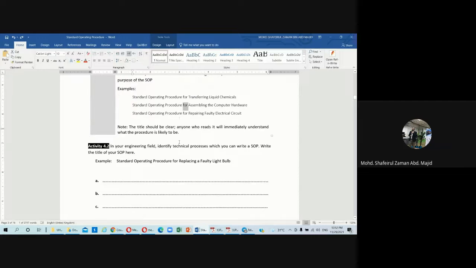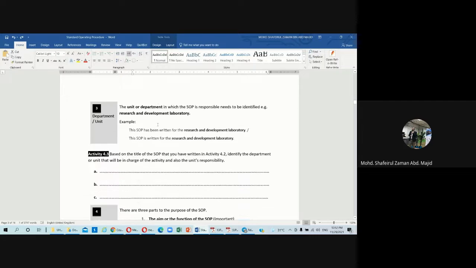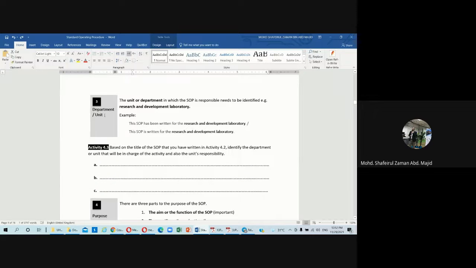Okay, right. You have the activities over here. You can do this on your own. Then number 3, department or unit. Okay, so this SOP example has been written for the research and development laboratory. So for your next assessment, the question will give you the information. So you need to fill in the information according to what is given to you.